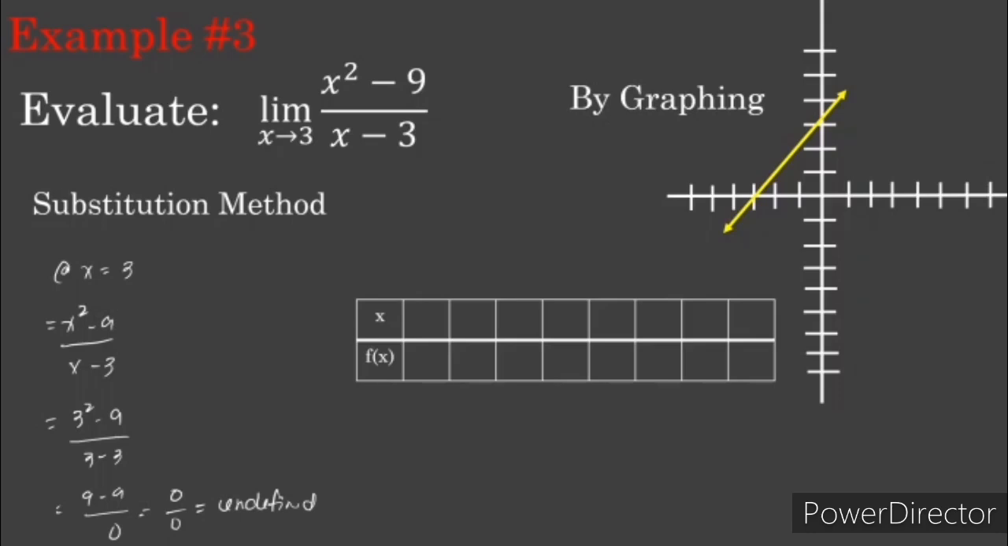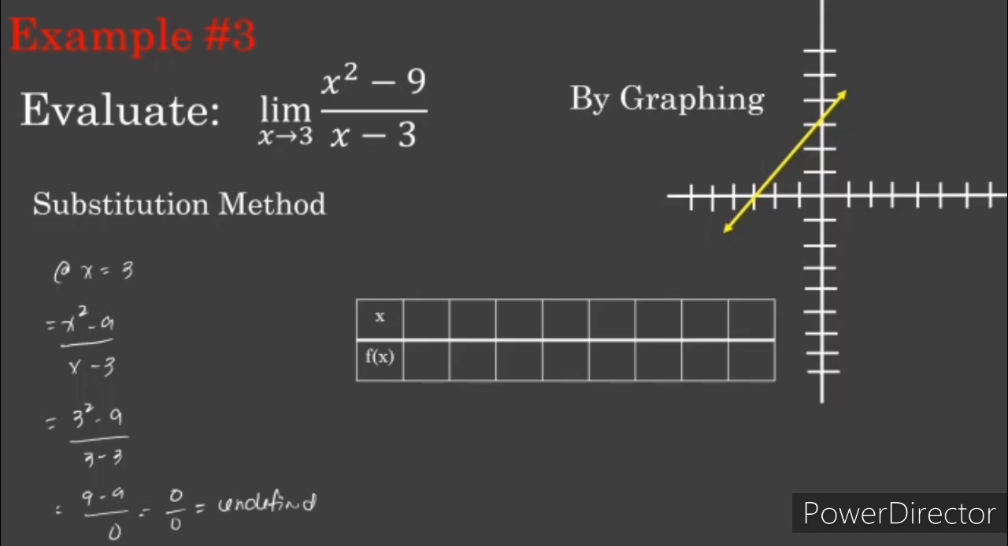Okay. Kaya lang, ginraph ko siya dito. So, ito yung graph nung ating function. Yan yung graph nung x squared minus 9 over x minus 3. So, kung mapapansin ninyo, wala naman tayong break sa graph. That means, nag-e-exist siya dapat. Okay. So, let's put it in table of values para malaman natin kung nag-e-exist siya talaga. So, sabi natin kanina, as it approaches to 3. Okay.